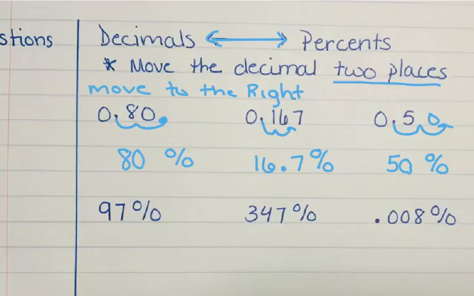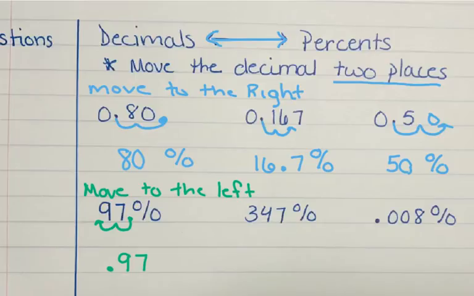Okay, let's go the other direction. Let's convert percents back to decimals. So in this case, I'm going to move the decimal to the left. There's no decimal, so that means it's behind the 7. So I've got to move it 2 places to the left. So now the decimal point is in front of the 9. So this would be 0 and 97 hundredths.